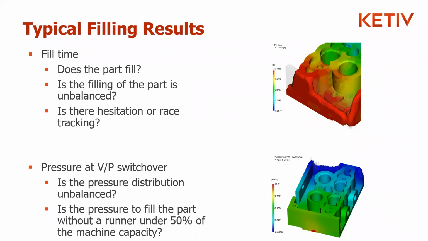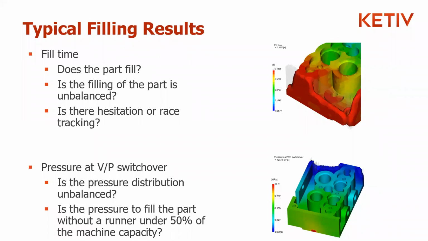So when you're looking at fill time, the big ones are, of course, does the part fill? Does it fill completely, or is there a short somewhere? Is there some kind of race tracking or hesitation effects? You can also look at your weld lines and your air traps to figure that out. Same thing with pressure at switchover. You're looking for a balanced distribution of pressure, uniform distribution of pressure.